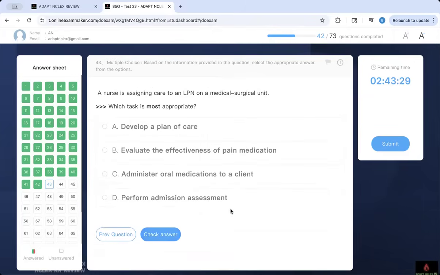And this is assigning care for an LPN on the medical surgical unit. Which task is appropriate? Develop a plan of care. Evaluate the effectiveness of pain medication.